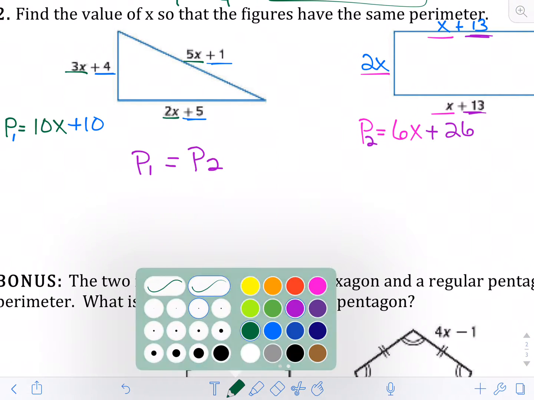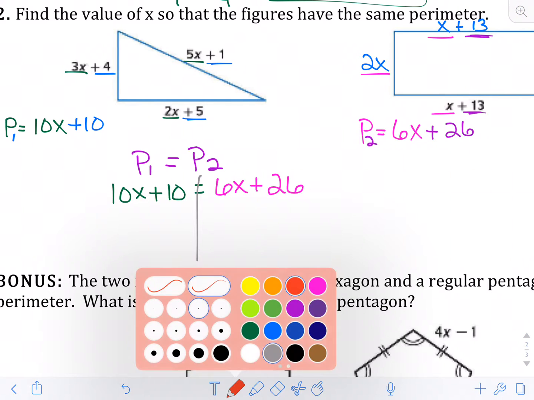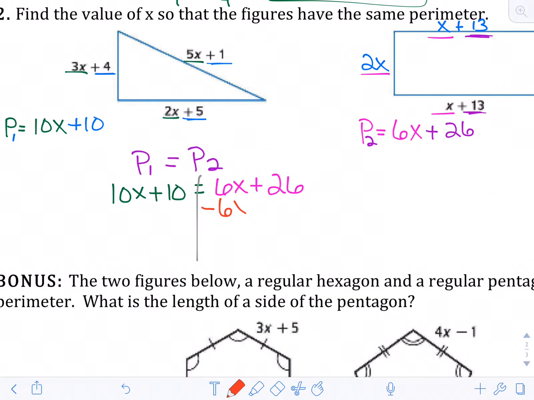So what that says is 10x plus 10 is equal to 6x plus 26. And now we just solve this equation. So I'm going to go ahead and subtract 6x from both sides because it's the smaller number out of the two. So I have 4x plus 10 is equal to 26.